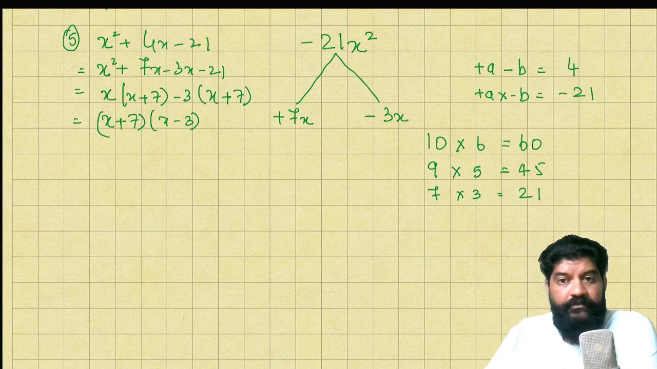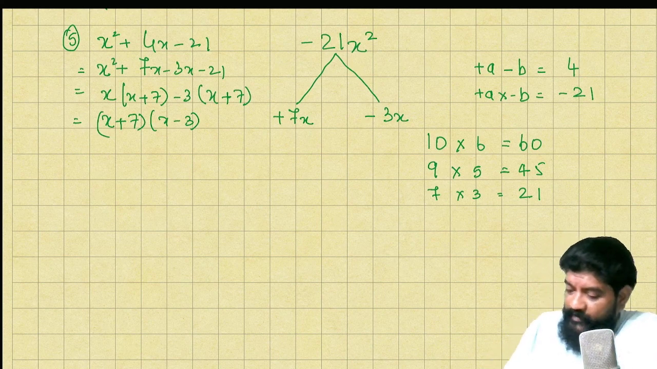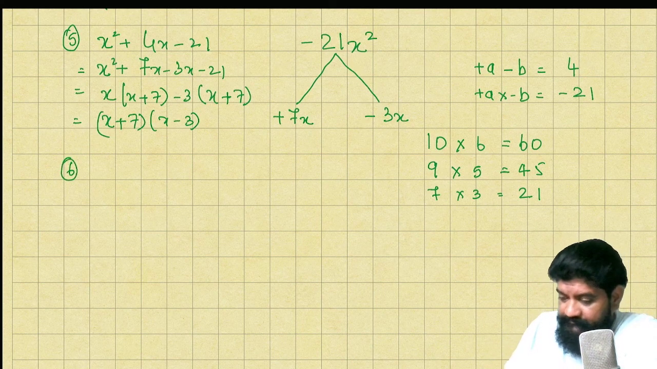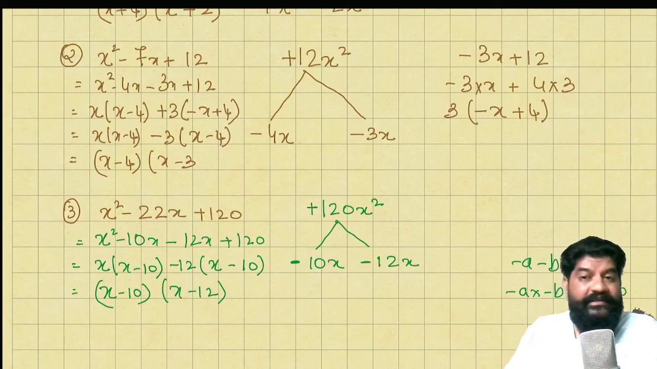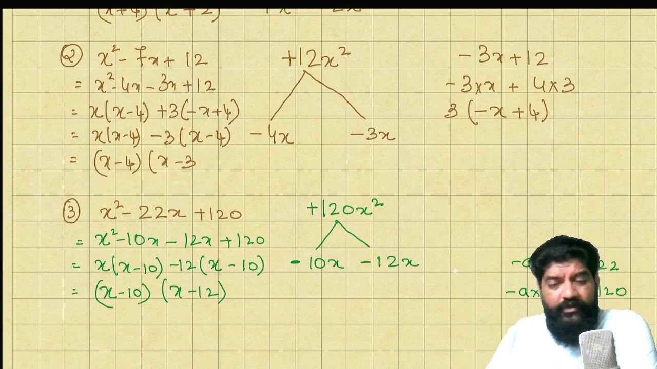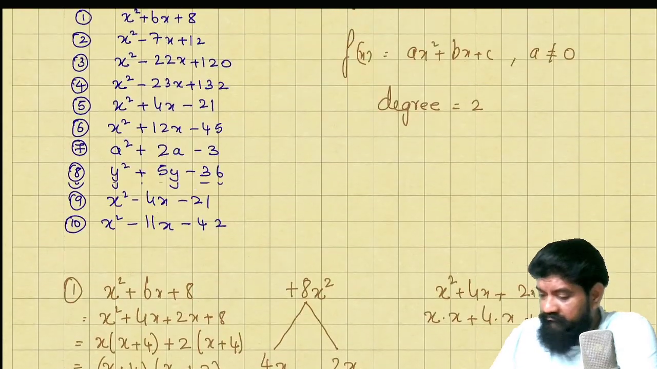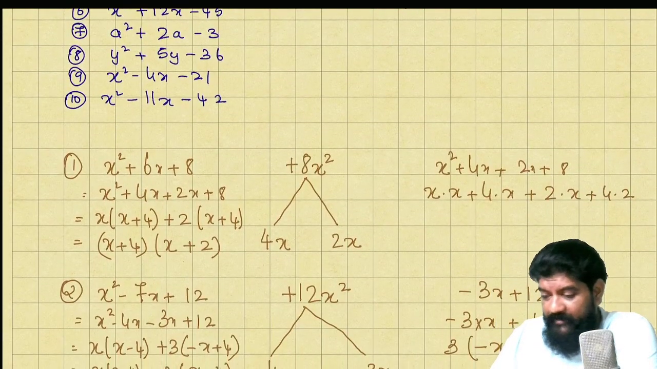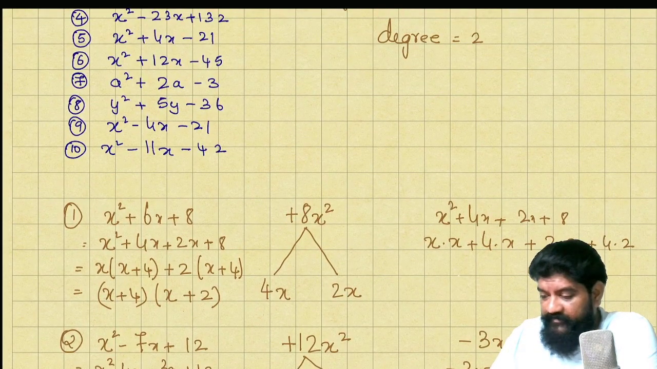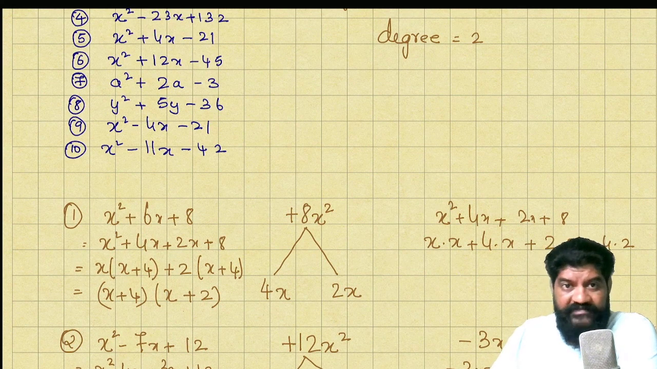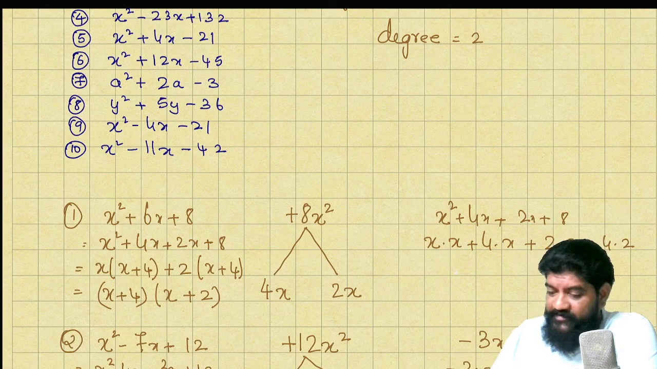Okay, I'm moving forward. Question number 6. If you do not understand, pause the video or rewatch it. Try to get it from there. If in case you still have any difficulties, you can message me in the comment section. I'll try to look into that. x squared plus 12x minus 45.